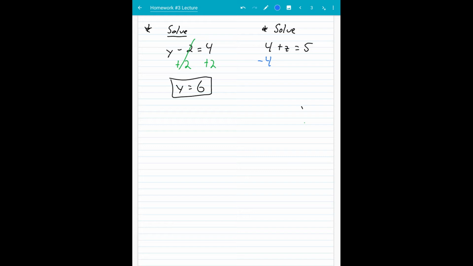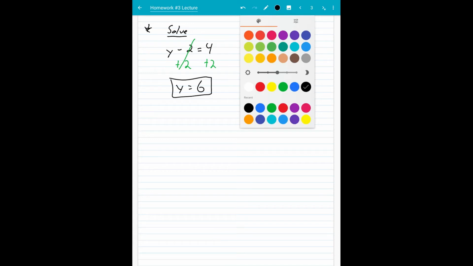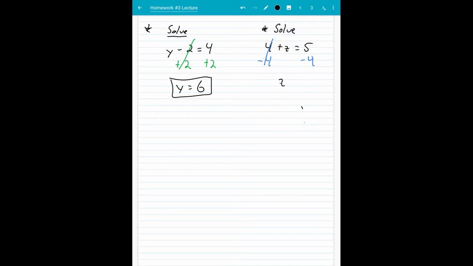What I do on one side of the equal sign, I have to do to the other side. That was a pretty ugly 4. There we go. 4 minus 4 cancels out. We're then left with z equals 5 minus 4, which is 1. Just like that.